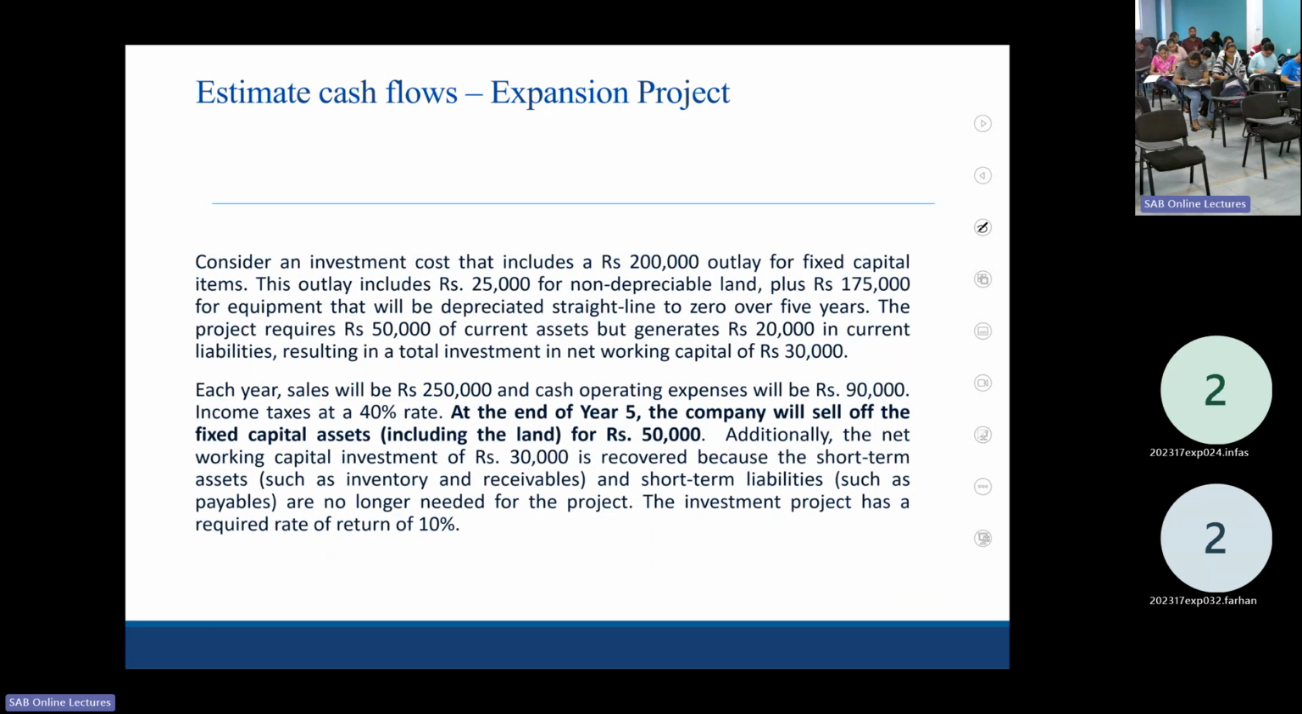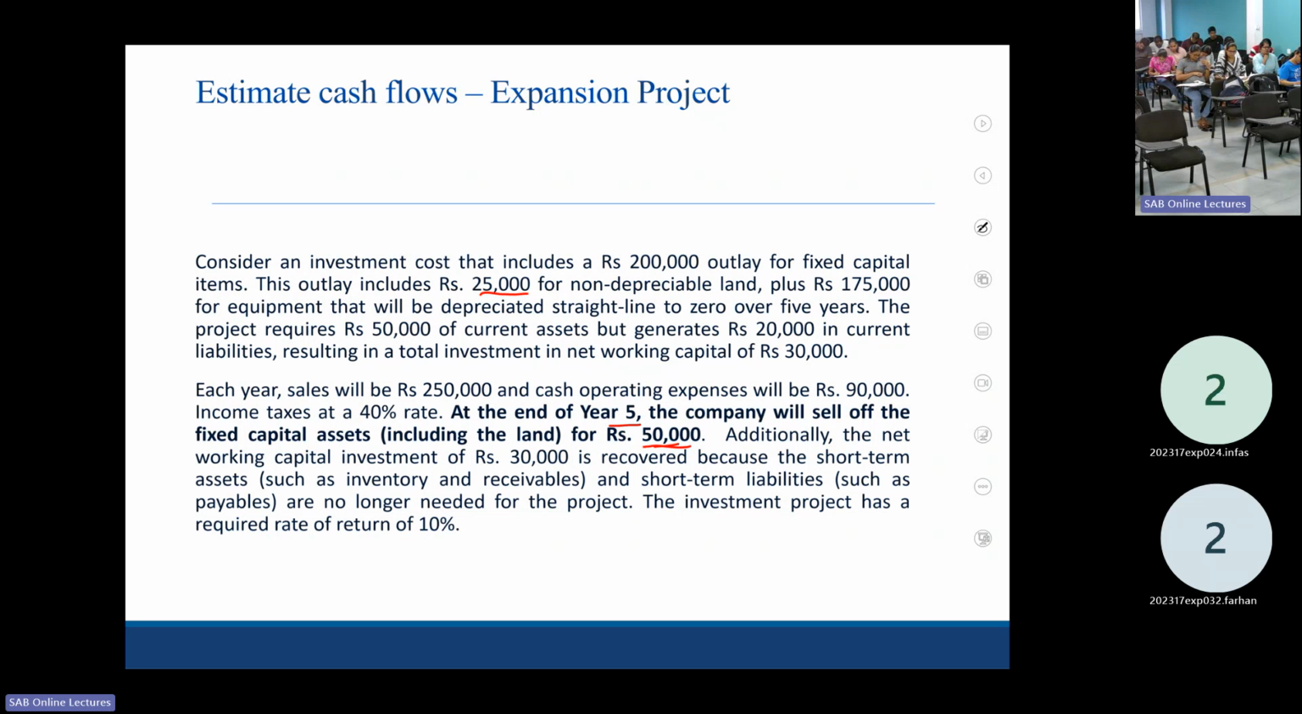Now in the question, it says that at the end of year 5, the company will sell off the fixed capital asset, including land, for 50,000. So the value of the land is 25,000. It is not a depreciable one. Right? So how much is the profit here? You are getting 50,000 at the end of 5 years, but this includes the land, which is not depreciable. So then profit is 25,000.